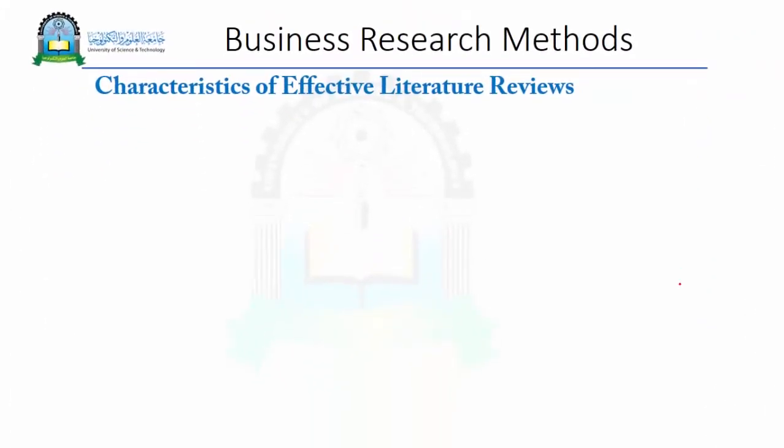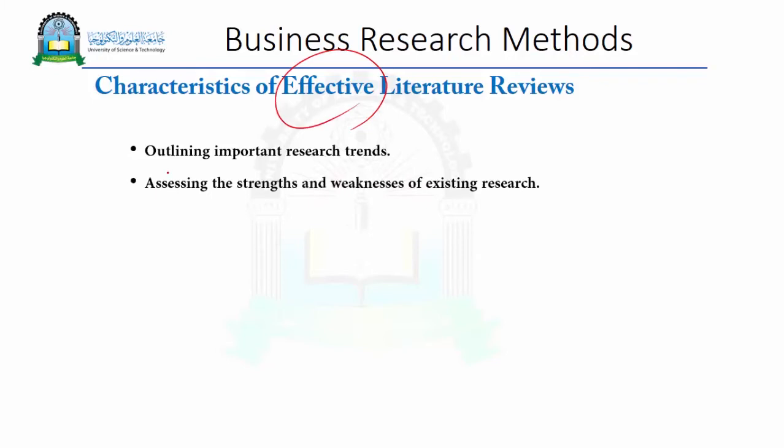The characteristics of an effective literature review. We need to know what an effective literature review is. The effective literature review must outline important research trends. So go for the new gaps, the new trends, the development of the area you are doing research on. Assessing the strengths and weaknesses of existing research is also very important. You have to evaluate the strengths and weaknesses of the existing research.